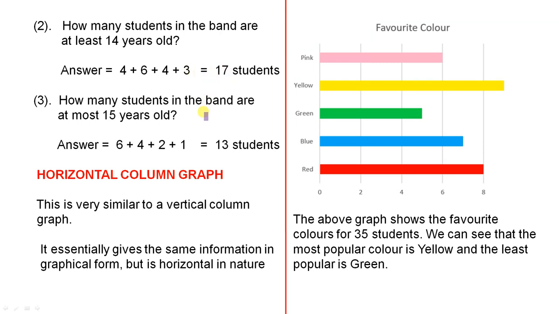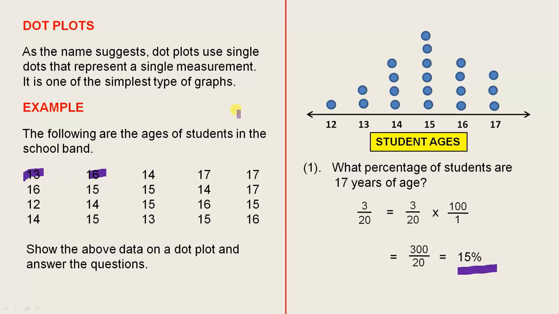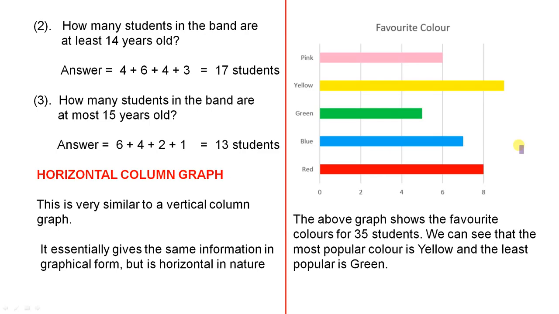How many students in the band are at most 15? At most. So we'll go back to the graph. At most 15 means 15 or less. So you've got 6, 4, 2 and 1. So we've got 6 plus 4 plus 2 plus 1. That's 13 students.